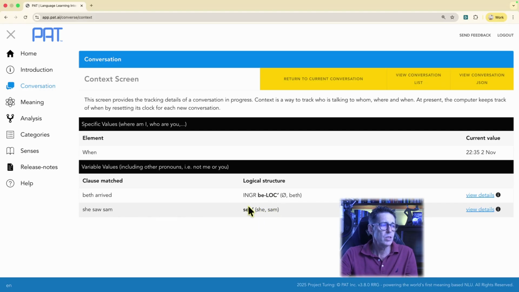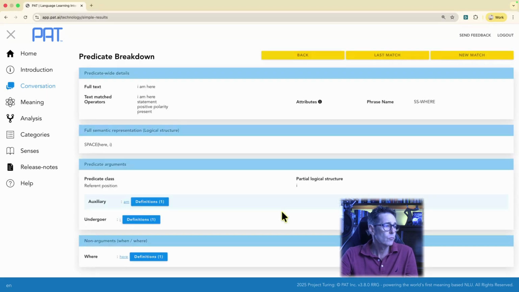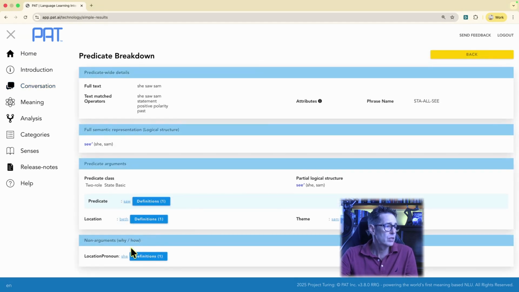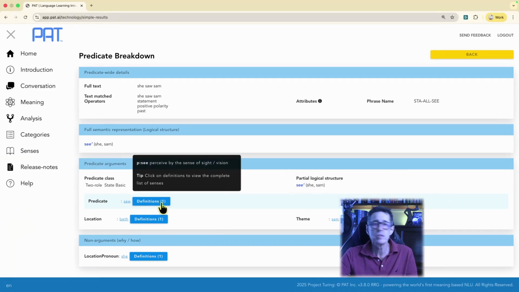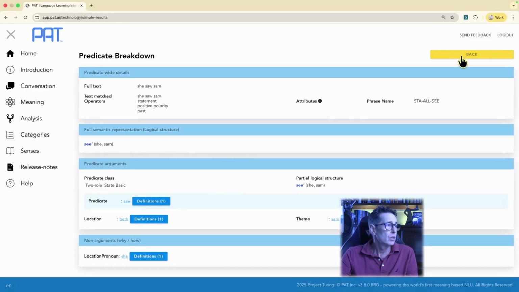At this point you go, well, that's not very helpful, because what does she represent? But if we go into the details here, we can see that she is the location pronoun and Beth is now sitting there in the location, so the first argument here is the location. So we're saying Beth saw Sam. And each of these definitions is the meaning representation for what we're looking at. Let's just keep stepping through.